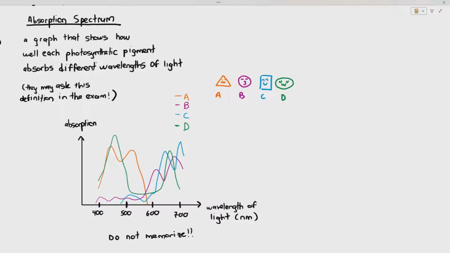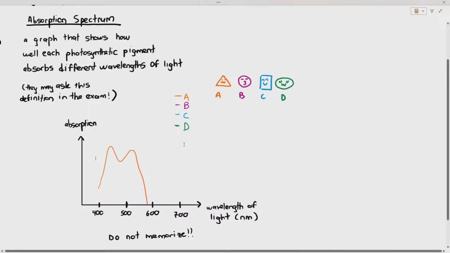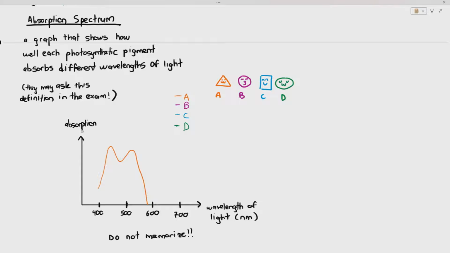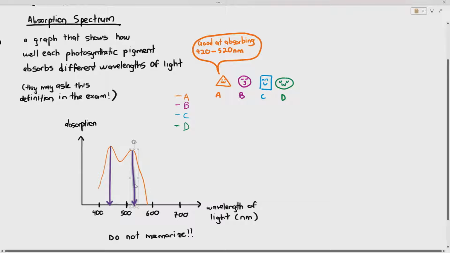Each line represents the absorption capacities of each pigment, and we're going to look at each of them one by one. So as you can see here, we're just focusing on pigment A, and you can see the peaks over there. I'm putting an arrow down. So what this means is pigment A absorbs a lot of light when the light is in the wavelengths of about 420 to 520 nanometers. That's what that peak actually means right there.